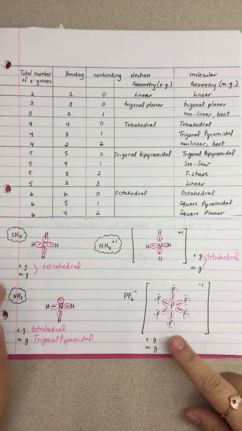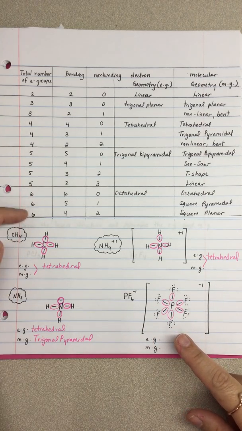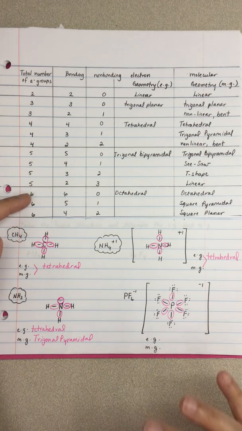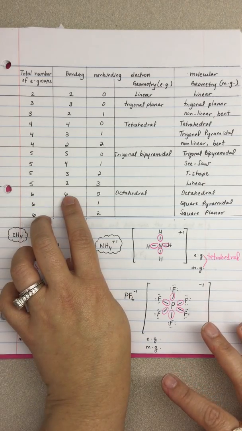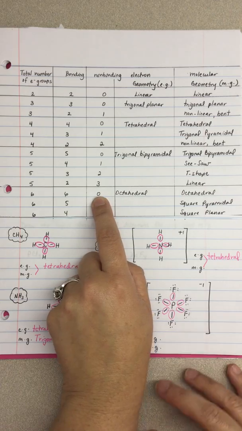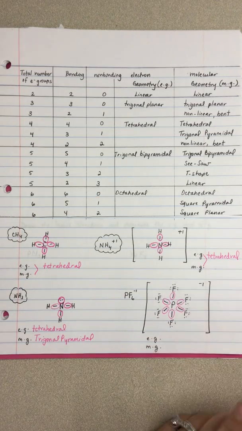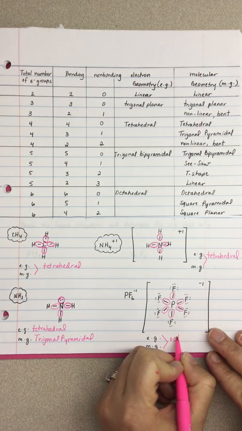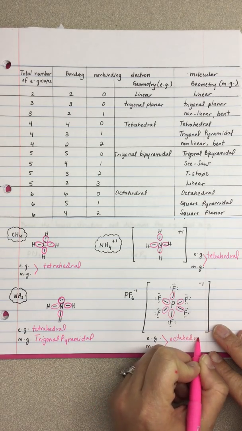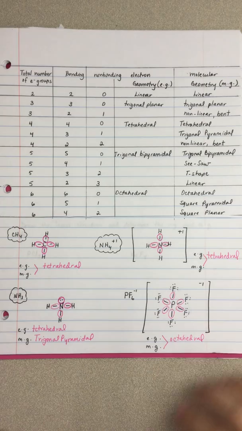So you have 6. I'm looking at this part of the table where you have a total number of 6 electron groups. Out of your 6 electron groups, all of them are bonding, 0 non-bonding, which means that both geometries are going to be exactly the same. And you have octahedral for both.